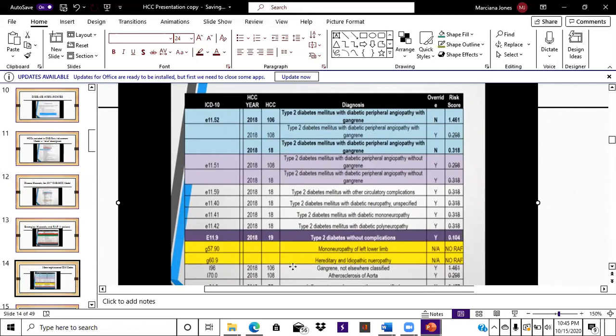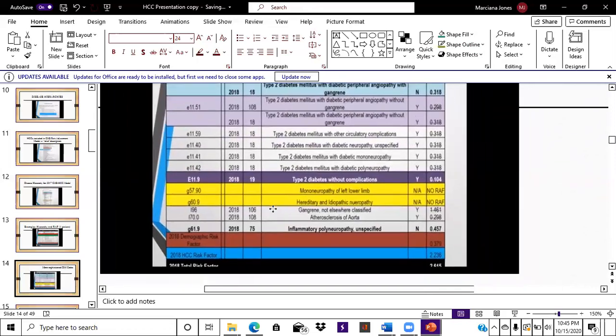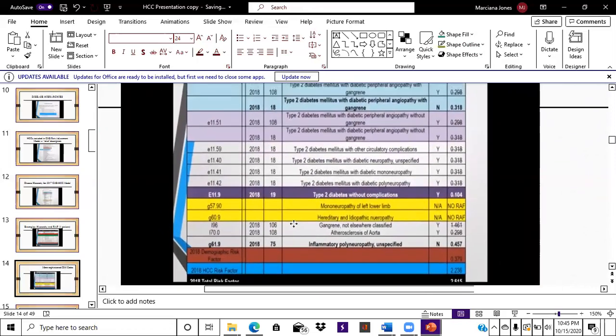So let me slide the chart up so you can see the bottom of the chart. Okay, so look at the bottom of the chart. I always add all diagnoses, not only diabetes, but other complications too. Like gangrene here is added, atherosclerosis of the aorta, and gangrene is I96, and you will see that a lot, gangrene, especially when it comes to diabetes. That's why you have a lot of amputations and things like that.